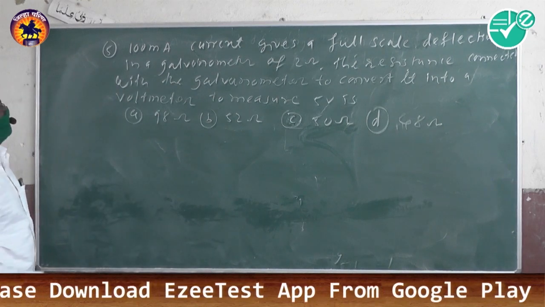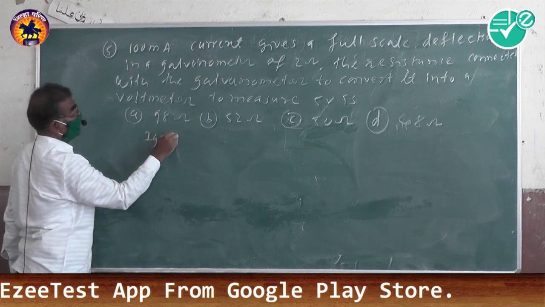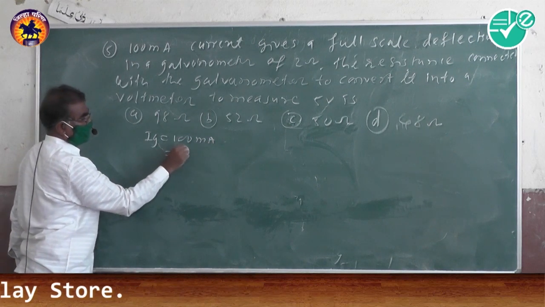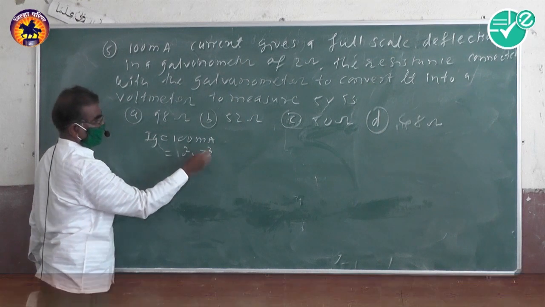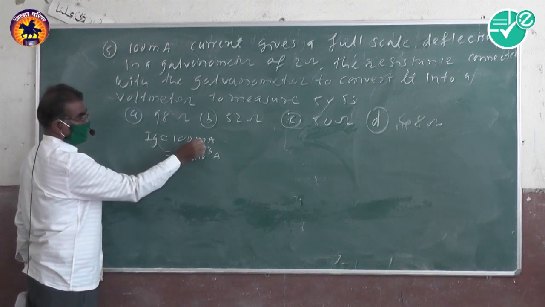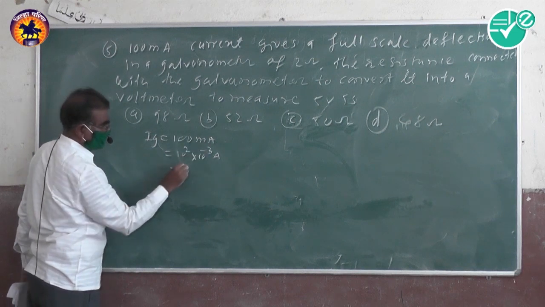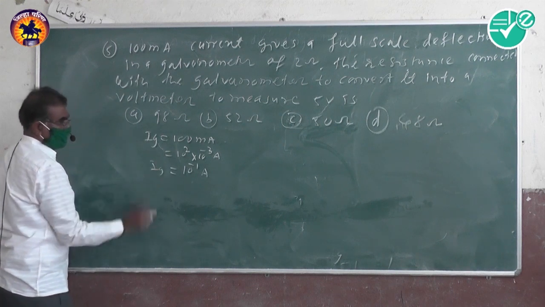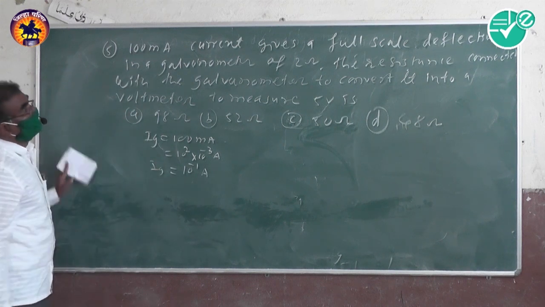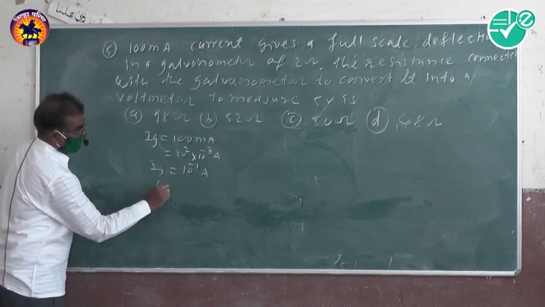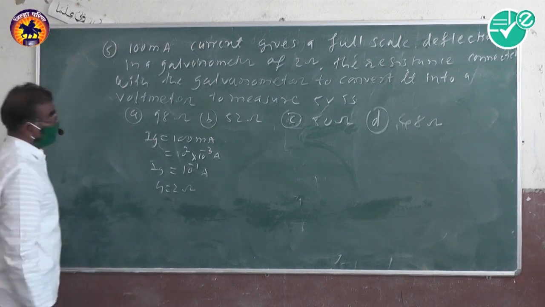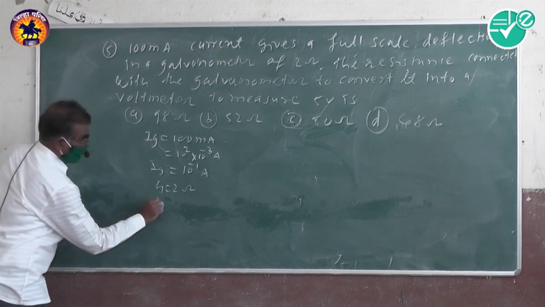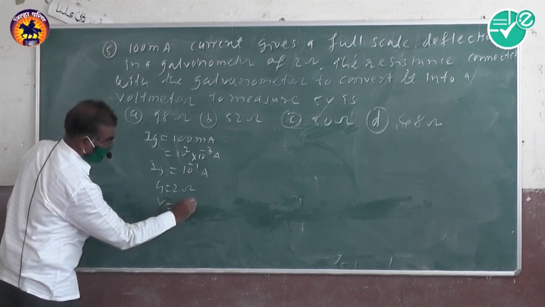A 100 milliampere current, that is Ig is given, that is 100 milliampere, 10 raised to 2 times 10 raised to minus 3 ampere, that is 10 raised to minus 1 ampere, that is Ig. Then galvanometer resistance is given, that is 2 ohm. The resistance connected with the galvanometer to convert it into a voltmeter. Potential difference is given, that is 5 volt.